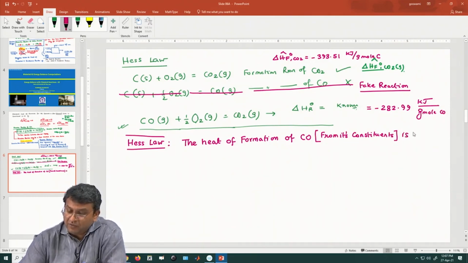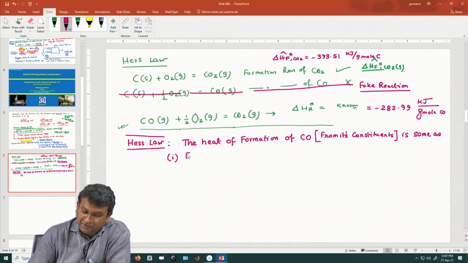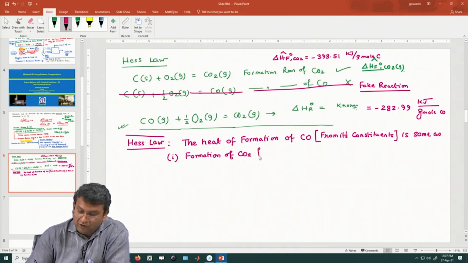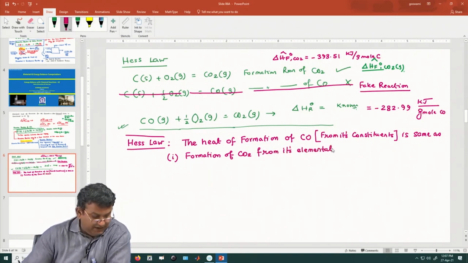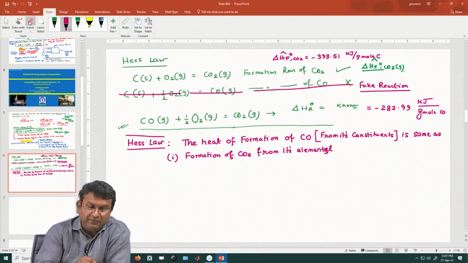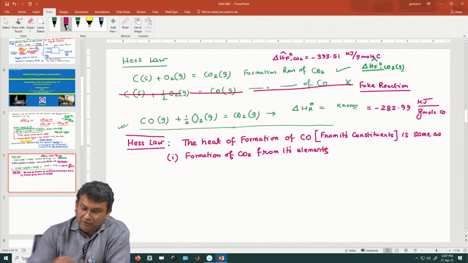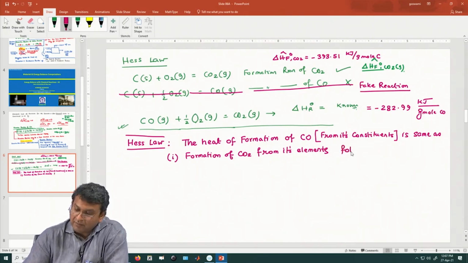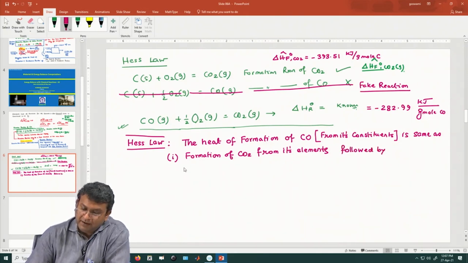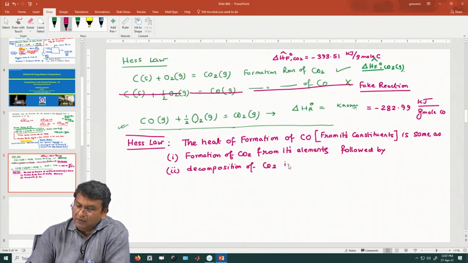So, the heat of formation of carbon monoxide is the same as, number 1, formation of CO2 from its elemental elements, or elements in their standard form, followed by number 2, decomposition of CO2 into carbon monoxide and oxygen.